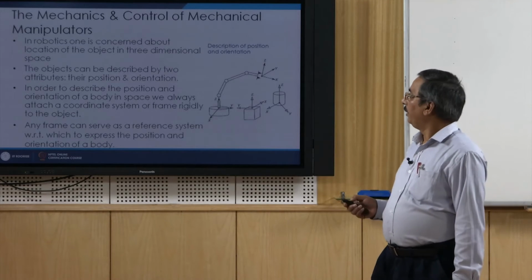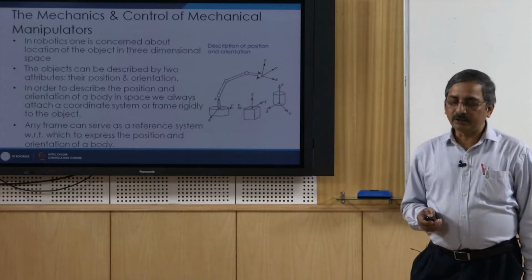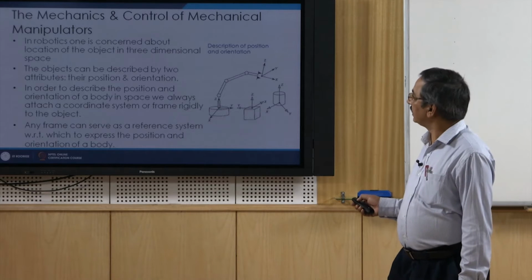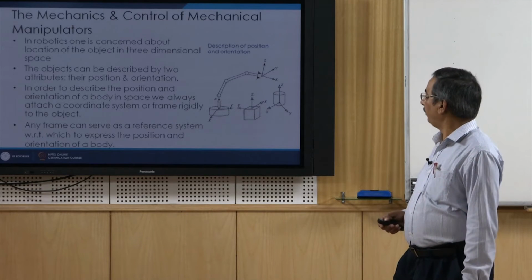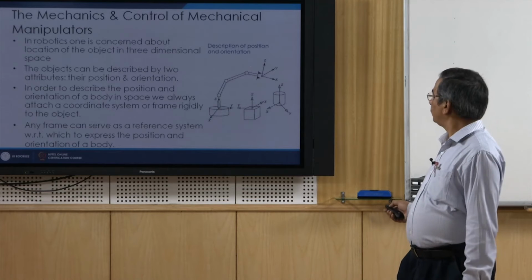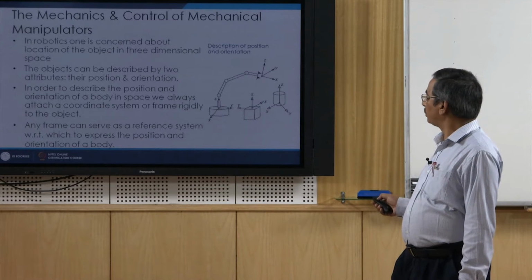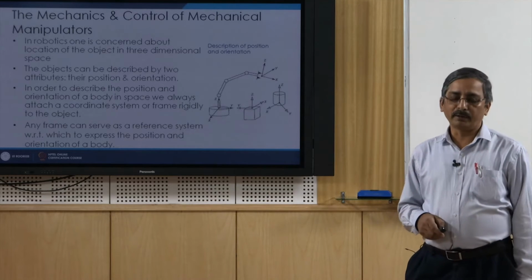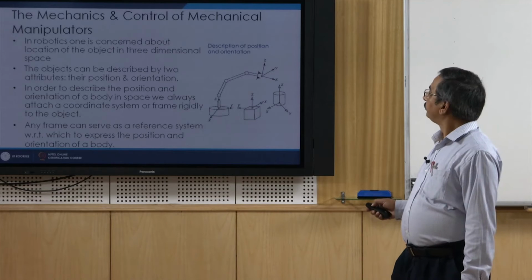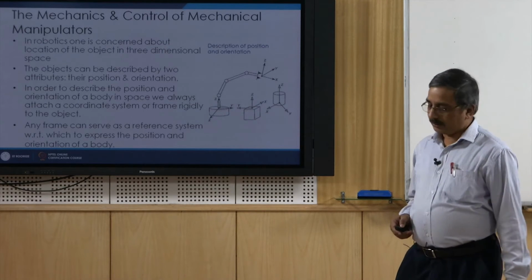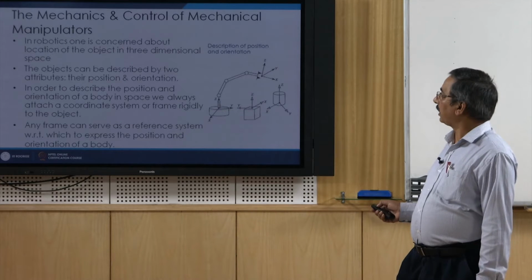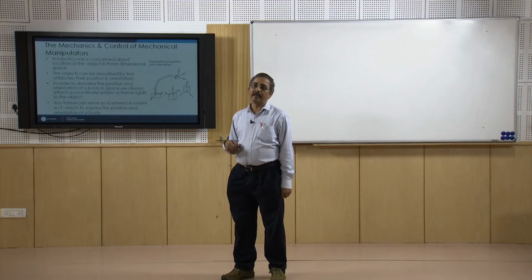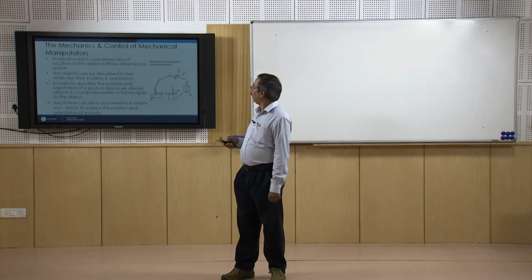Before moving on to the dynamics, as I said, I would like to give you a little background. First, let us see the mechanics and control of a mechanical manipulator. Here you can see a manipulator, and there are certain objects kept in the environment of the manipulator. In robotics we are mostly concerned with the location of the object in 3-dimensional space, because the robot needs to manipulate that object.